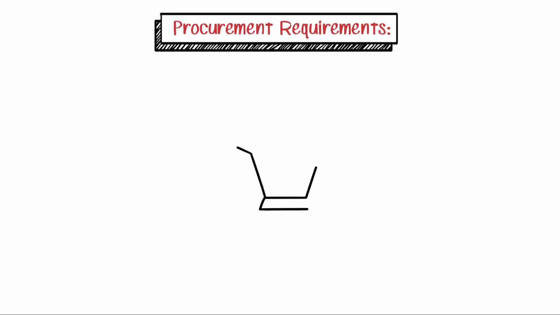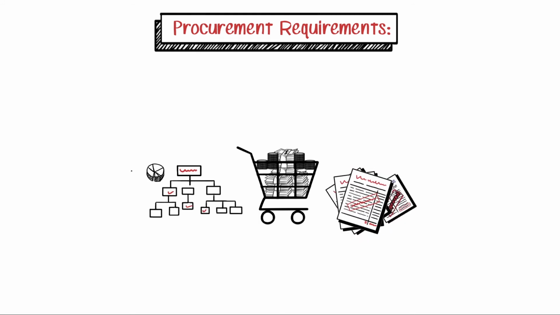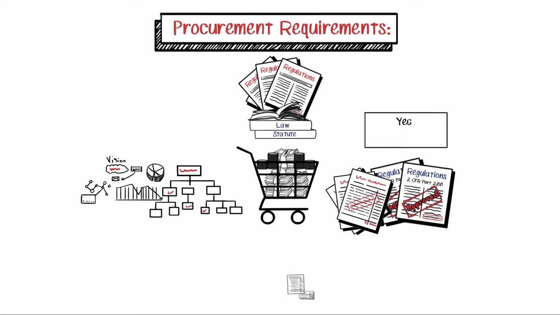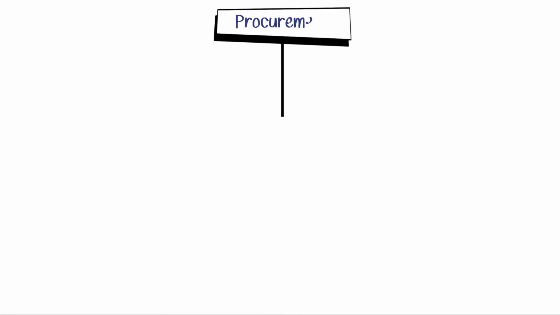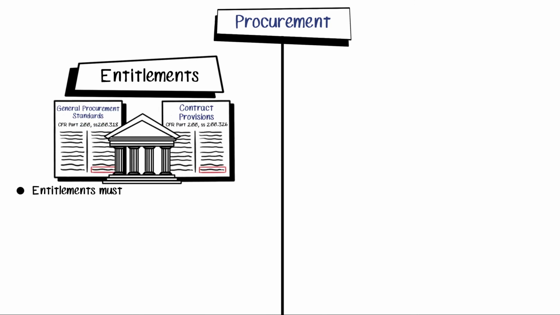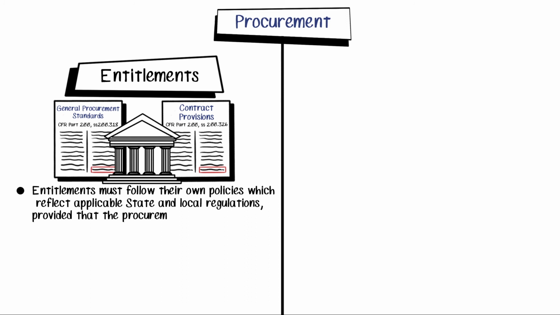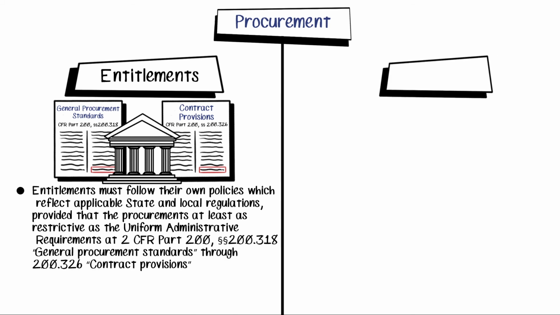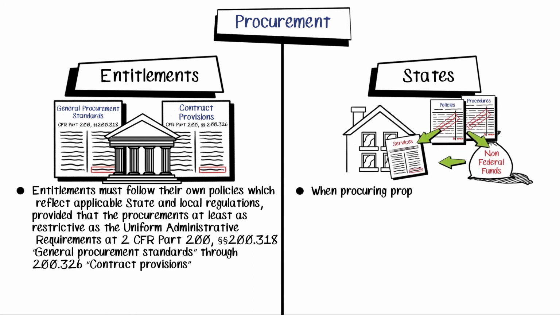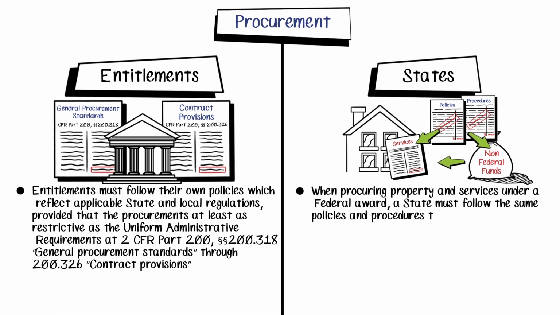Another key difference between entitlements and states in the administration and implementation of the CDBG program is the procurement requirements in the Uniform Administrative Requirements. Units of general local government, entitlements, and subrecipients must follow their own documented procurement procedures which reflect applicable state and local regulations, provided that those state and local regulations conform to the Uniform Administrative Requirements. For the state itself, when procuring property and services using CDBG funds, the state must follow the same policies and procedures it uses for procurements from its non-federal funds.